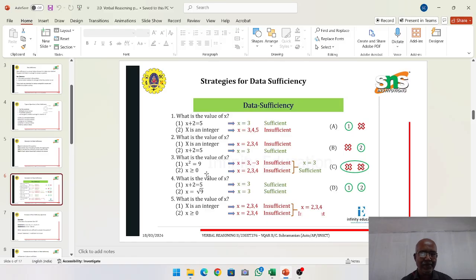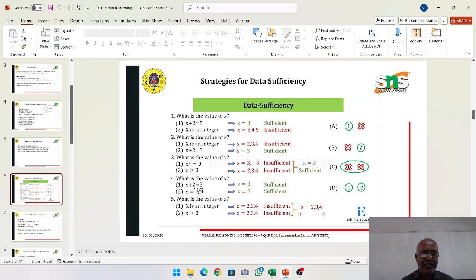Next one, x squared is equal to 9. So x will be equal to 3, or x is plus 3 or minus 3, we don't know it. And then x is less than or equal to 0. So this also is sufficient, but with both terms together it will be sufficient for us. Here option 1 and 2 both are sufficient for us.